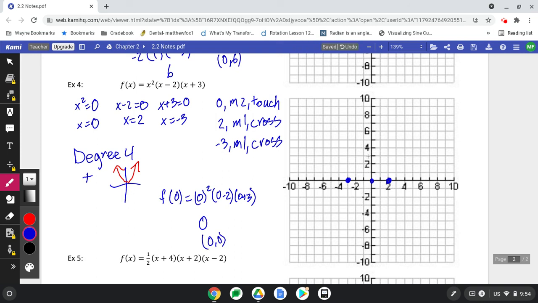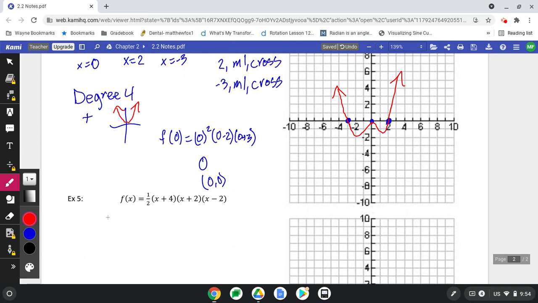So once again, it's going to start high. It's going to come and cross at negative 3. Then it's going to touch at 0, and then cross at 2. So if we start high, cross, touch, cross. And is that perfect? No, but it's a pretty good approximation. Okay, so one final one will do.